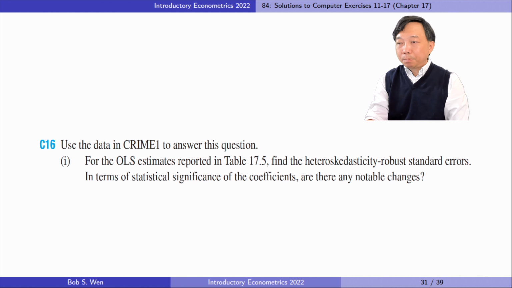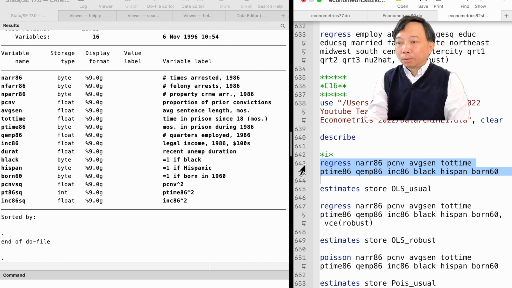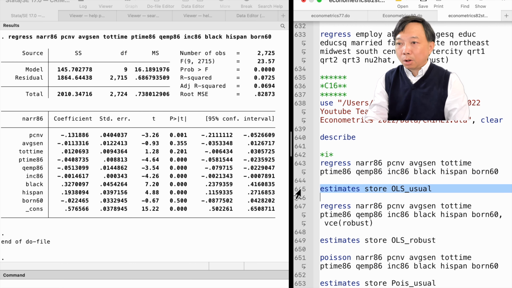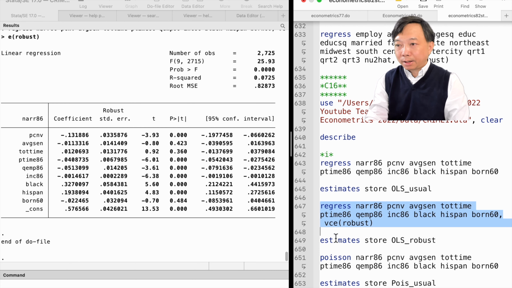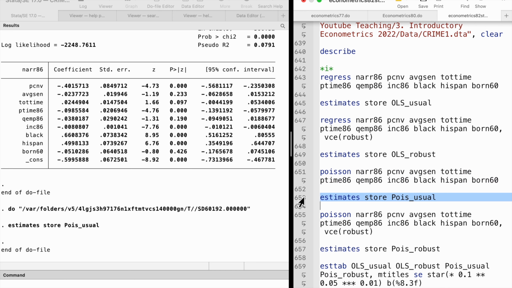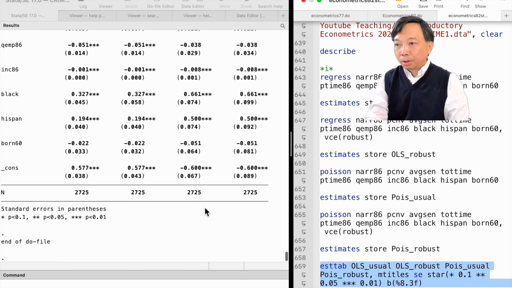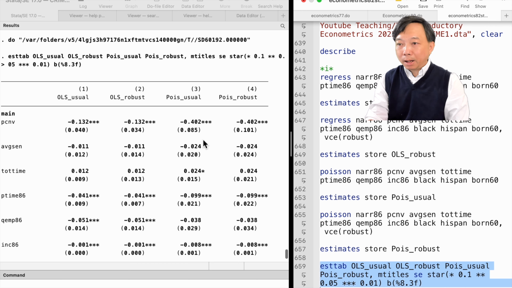Let's do computer exercise 16. In Part 1, for the OLS estimates reported in Table 17.5, find the heteroscedasticity robust standard errors. In terms of the statistical significance of the coefficients, are there any notable changes? We estimate the OLS model and the Poisson model with the usual standard errors and the heteroscedasticity robust standard errors. Then we compare the estimates in a table using the stab command. The robust standard errors are generally larger than the usual ones, but there were no notable changes in the significance.